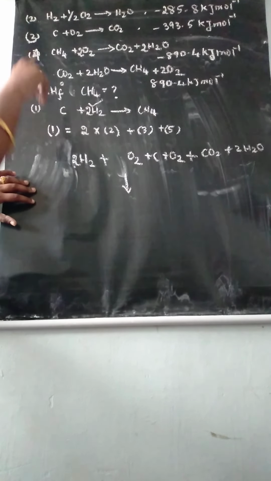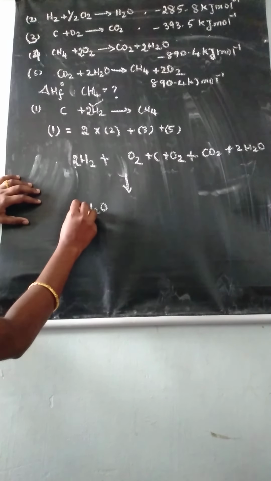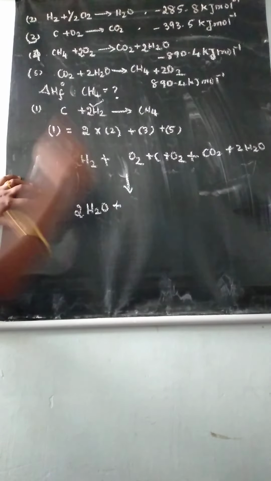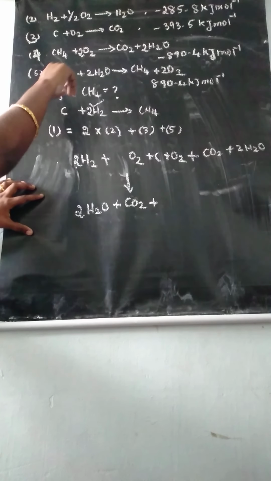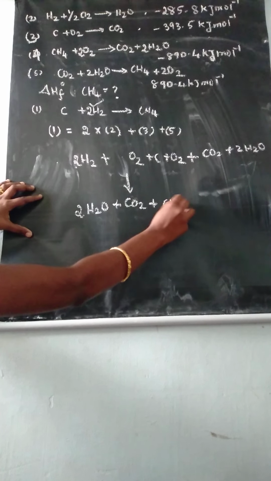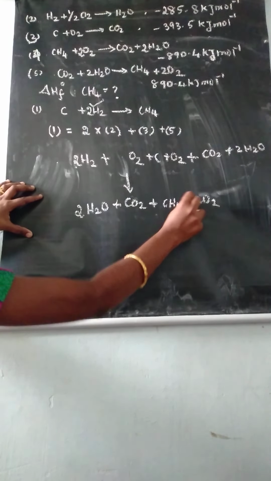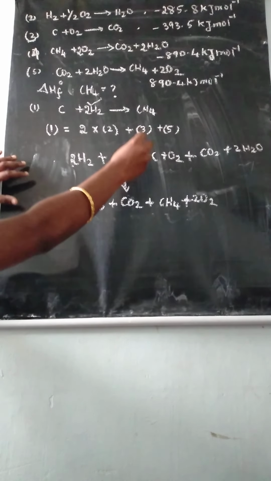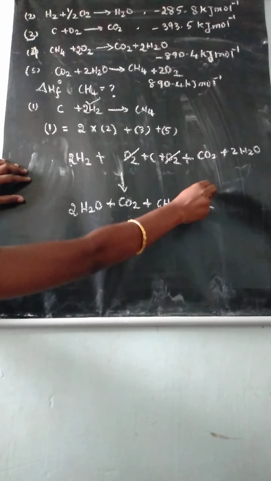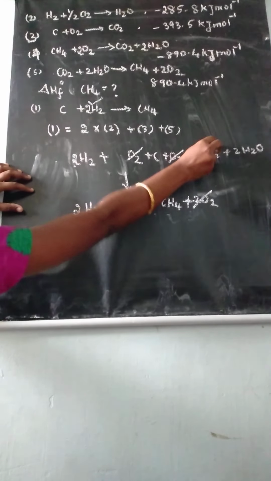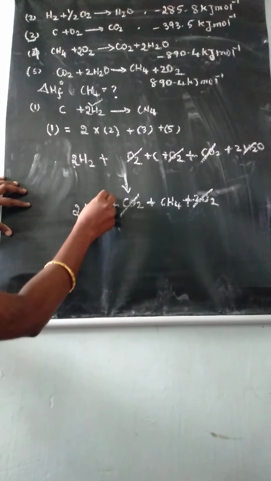Now the right side. Can you tell the answer? Right side, first equation H2O, this one into 2, so 2H2O, plus the next third equation, carbon dioxide CO2, plus the last fifth equation, CH4 plus 2O2. Understand? Can you cancel any terms? You can cancel the O2, 2O2. You can cancel CO2, CO2. You can cancel 2H2O, 2H2O.